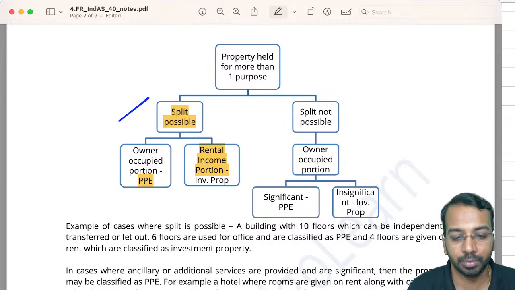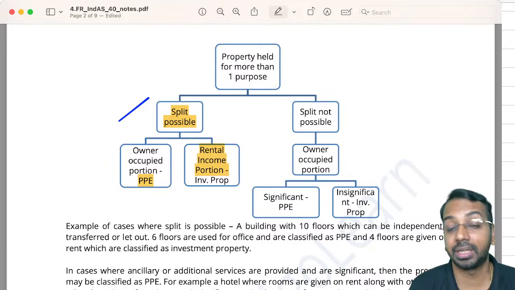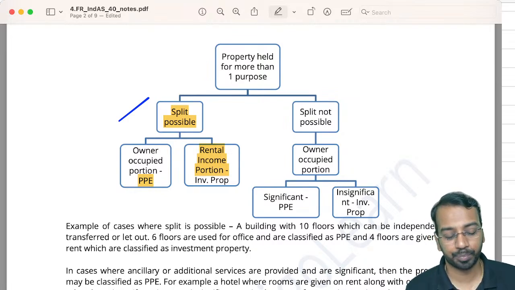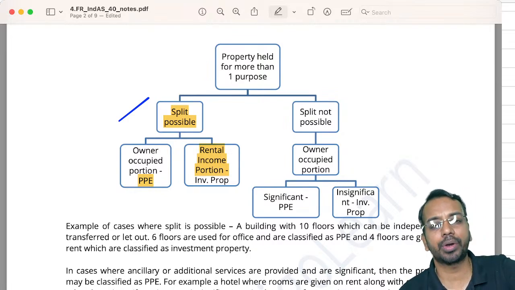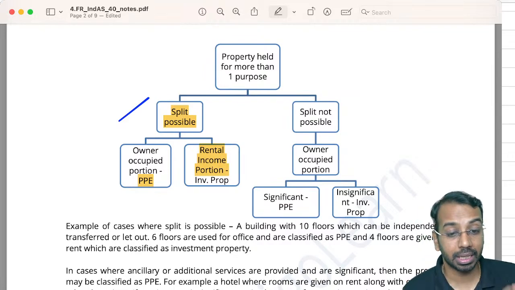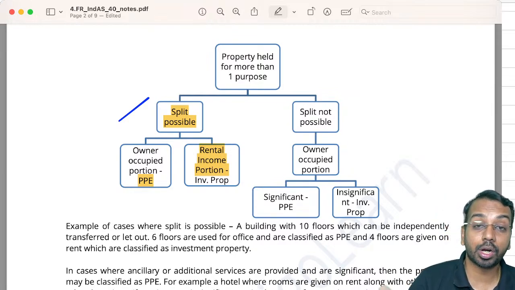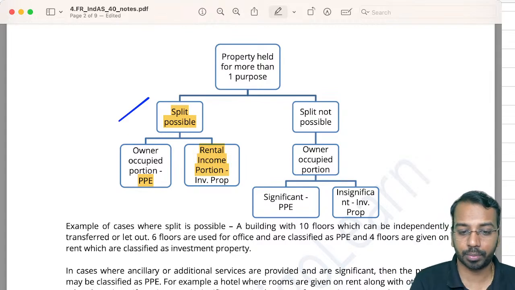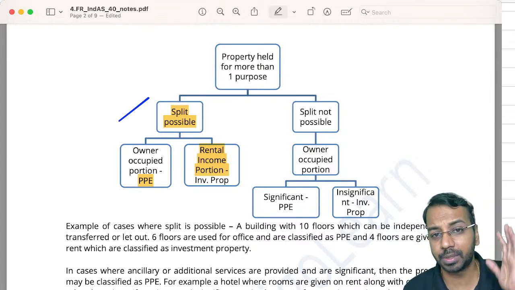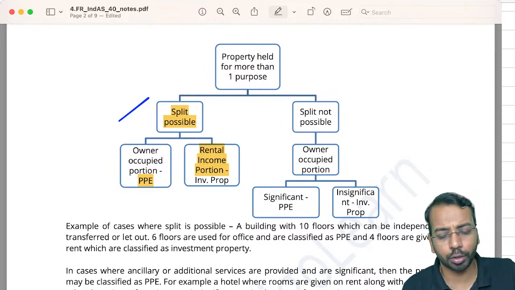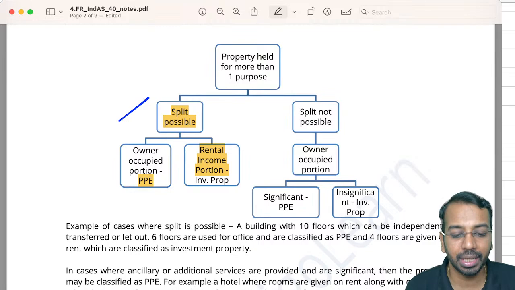If split is not possible, then you have to check what is the owner occupied portion. Now you may say, sir, when is split not possible? I have an entire floor, out of that floor, what I thought is 1 or 2 cabins I will give out on rent. In that case, when I'm not able to split the property, I have to check if the owner occupied portion is significant or not. If 80% occupied, 90% occupied, significantly occupied, then you will say it is PPE. If it is insignificant, I am occupying only 1 cabin, entire floor I have given out on rent, then it will be considered investment property.